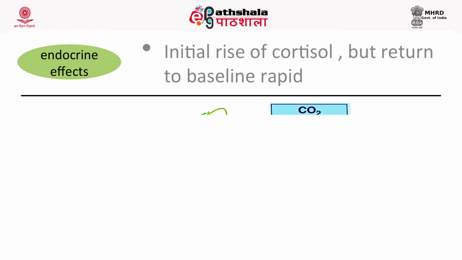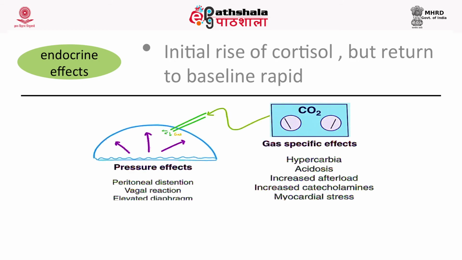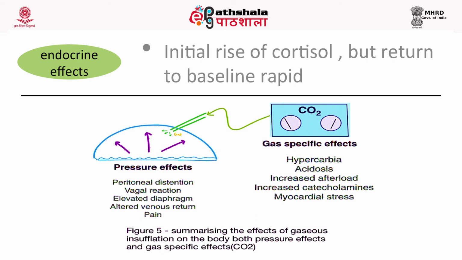Below there is a schematic diagram which shows the pressure effects and the gas-specific effects of gases in laparoscopy. The pressure effects are peritoneal distension, vagal reaction, elevated diaphragm, splinting of the diaphragm, altered venous return and pain. The gas-specific effects, taking carbon dioxide as an example, are related to hypercarbia, acidosis, increased afterload, increased catecholamines and stress on the heart, that is, myocardial stress.